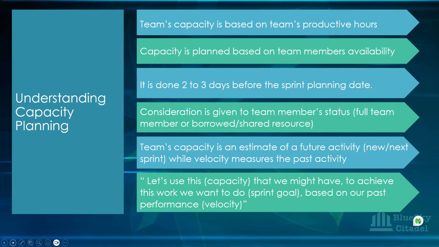So let's use this capacity that we have to achieve this work we want to do, which is your sprint goal, based on our past performance, which is your velocity. Like I said, your velocity is the past activity. Last sprint, we were able to do 100. So our velocity is saying for this team, they can finish 100. But that 100 that we need to finish is based on the availability that we have to do the work that we need to do.